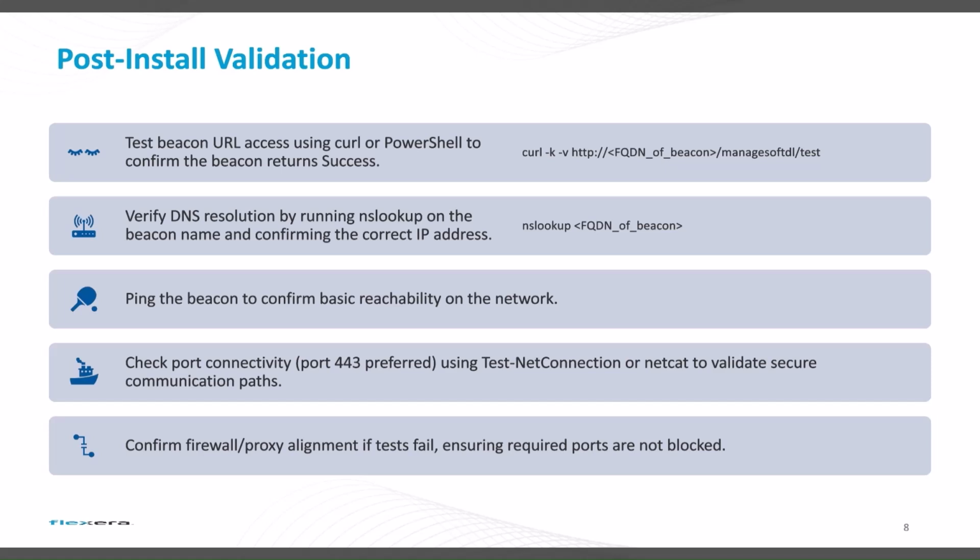After installing the beacon, start by testing the beacon URL using curl or PowerShell. A successful response should return the word success. Next, verify DNS resolution by running NSLOOKUP on the beacon's fully qualified domain name and confirming it resolves to the correct IP address. Then, ping the beacon to confirm basic network reachability. Any timeouts may indicate connectivity issues.